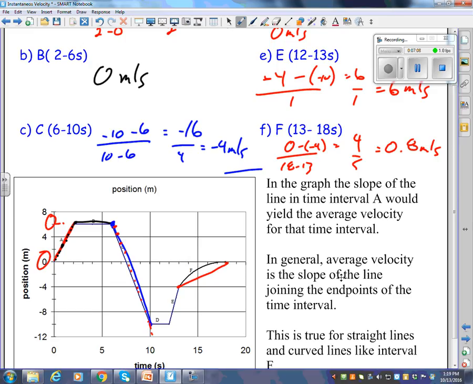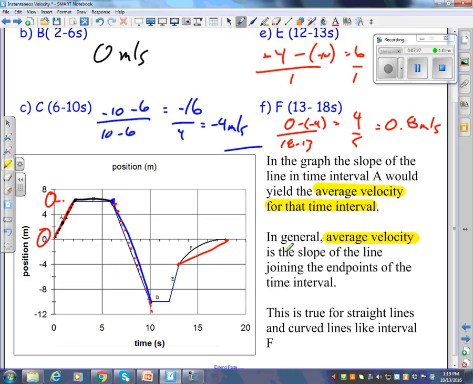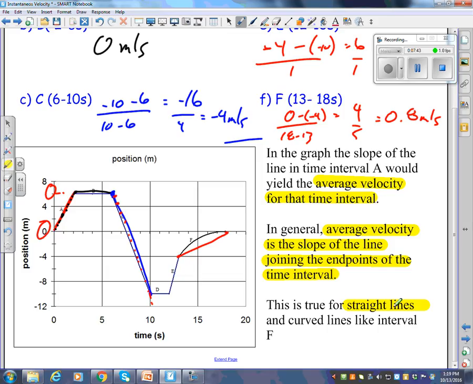So it says, at the bottom there, in the graph, the slope of the line in time interval A would yield the average velocity. There it is right there. The average velocity for that time interval. In general, and this is still on page 1, average velocity is the slope of the line joining the endpoints of the time interval. This is true for straight lines and curved lines like interval x. I'll just pause there for a second.